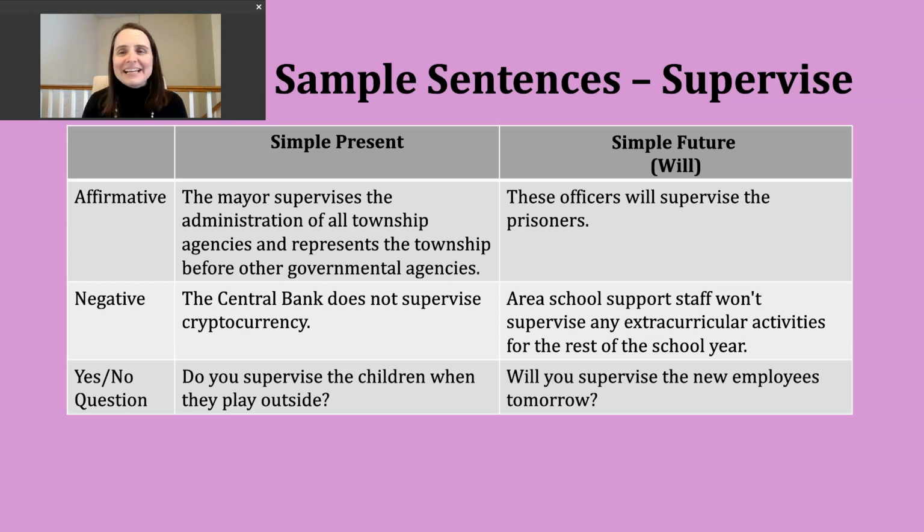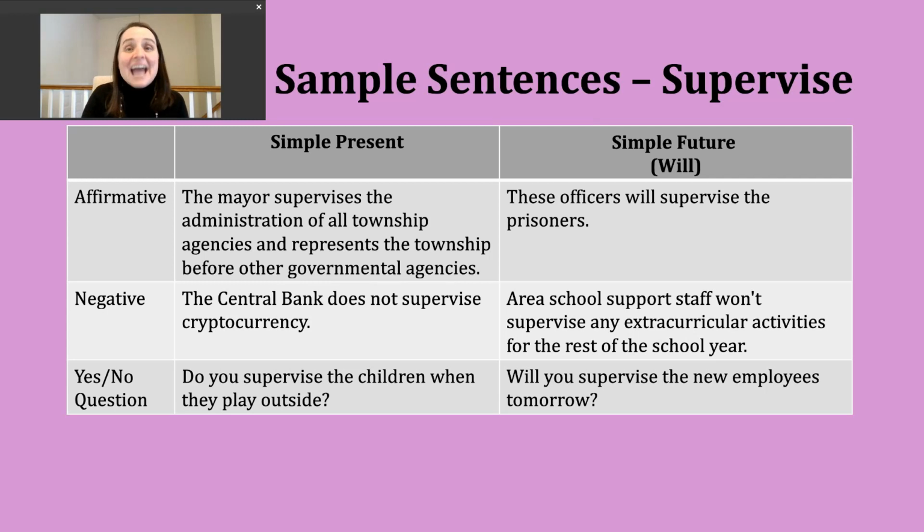Lastly, let's look at making a yes or no question in the simple future. To do this, I'm going to start with will, then I'll have my subject, and then the base verb. You can see that in will you supervise the new employees tomorrow? Right? Maybe I'm asking one of my coworkers, kind of like, promise me you'll do this, right? You'll undertake this directing and observing.